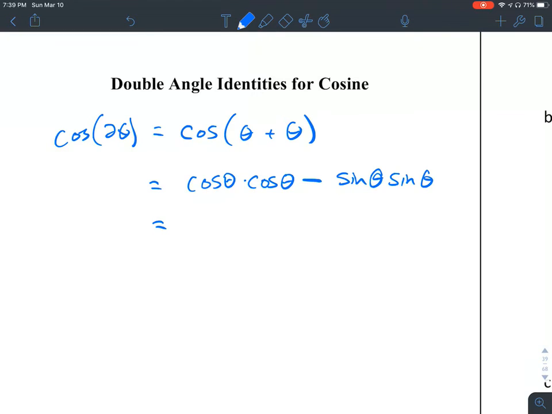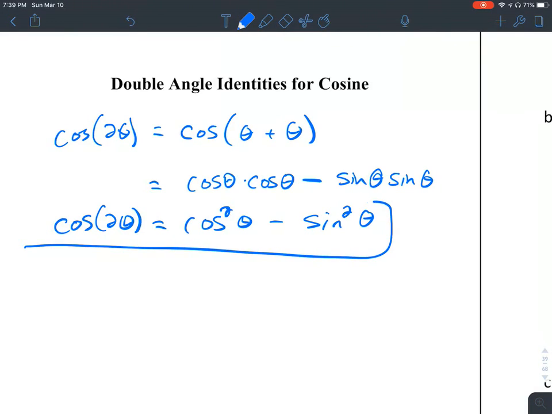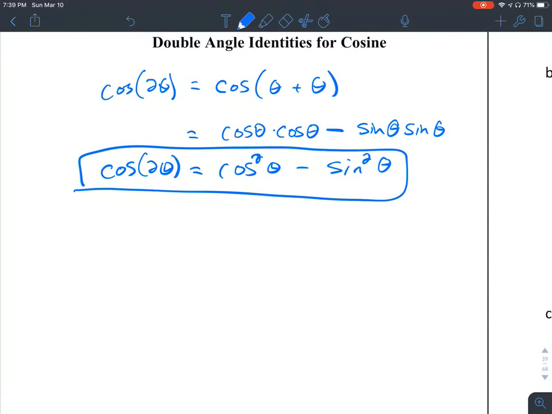Well, cosine of theta times cosine of theta is cosine squared of theta. Sine of theta times sine of theta is sine squared of theta. So this is a double angle identity for cosine. Now this can be manipulated to produce two more identities, which you can choose to use or choose not to use.